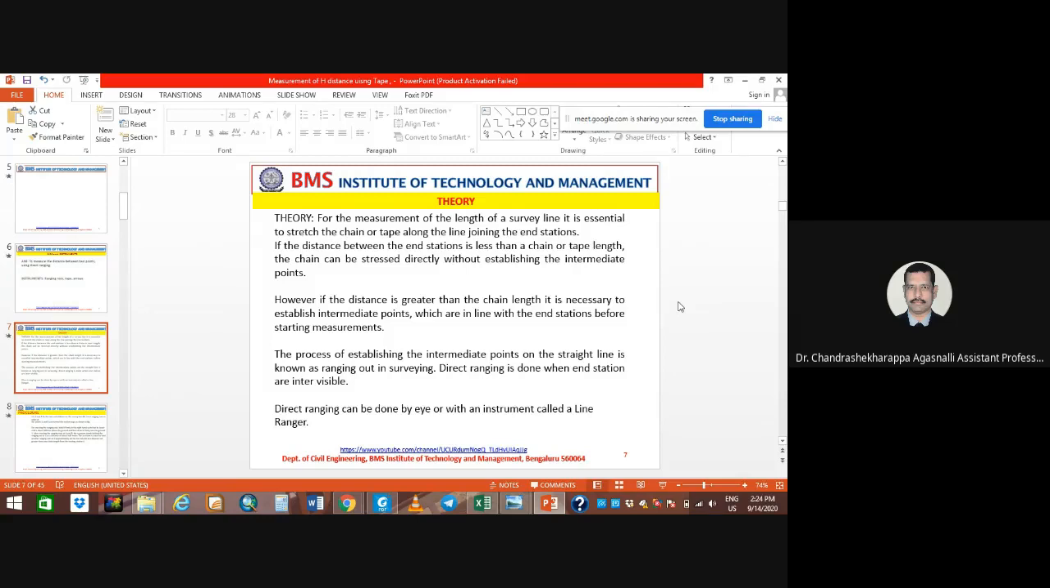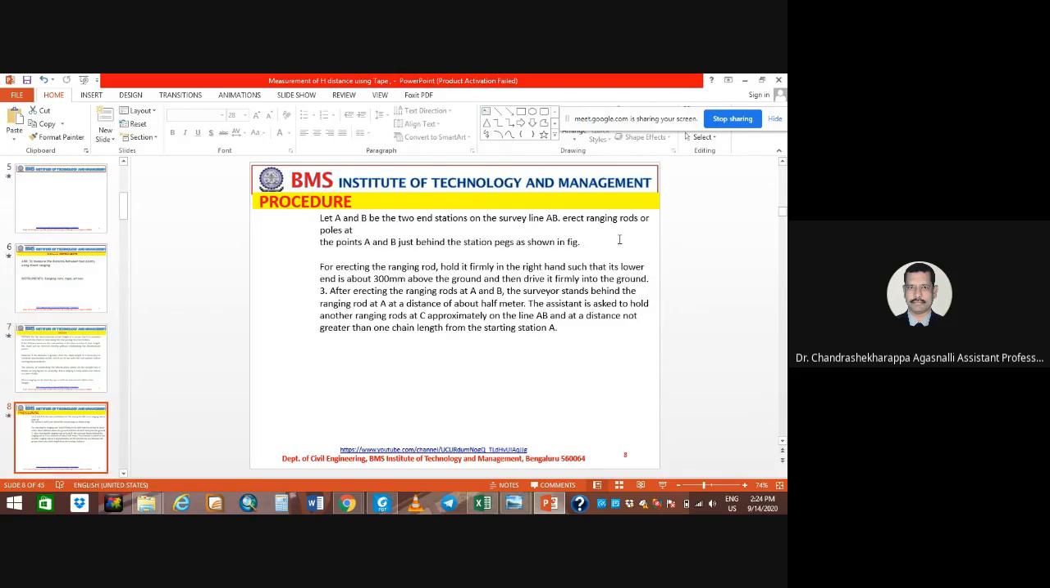So direct ranging can be done by eye or through instruments called line rangers. That's called line alignment. I would say it's a line alignment. Direct ranging can be done by eye or with an instrument called a line ranger.